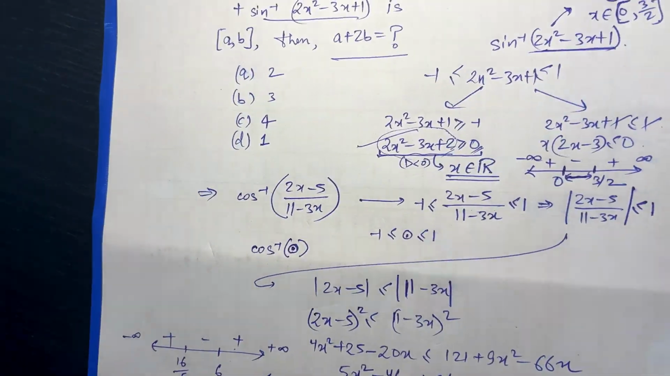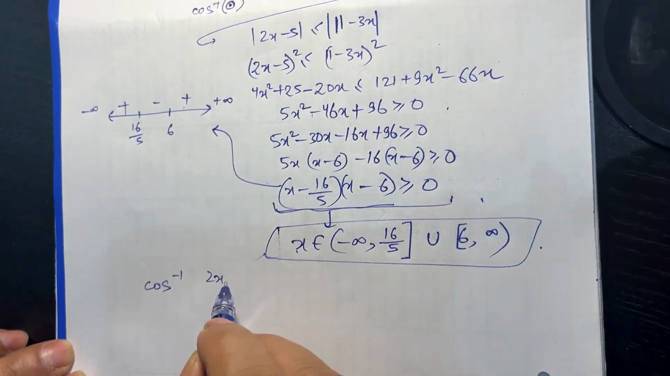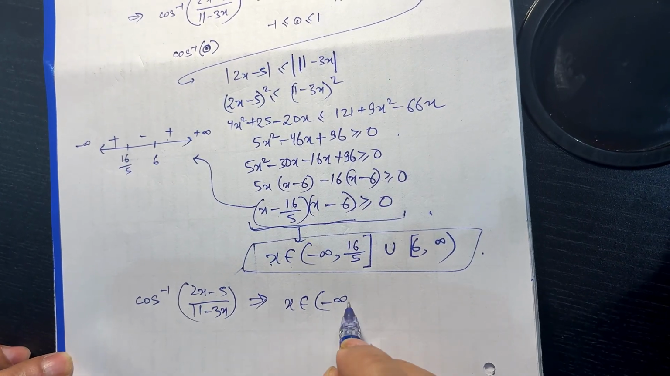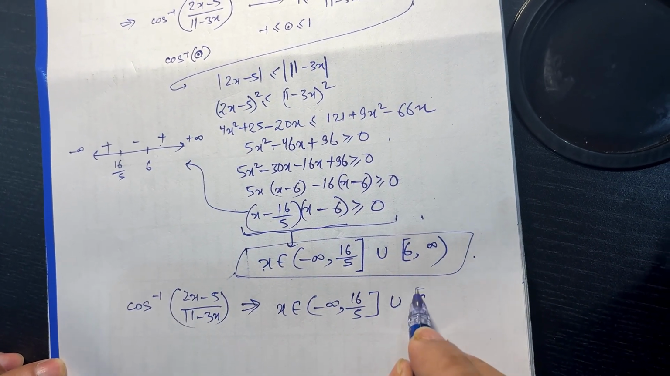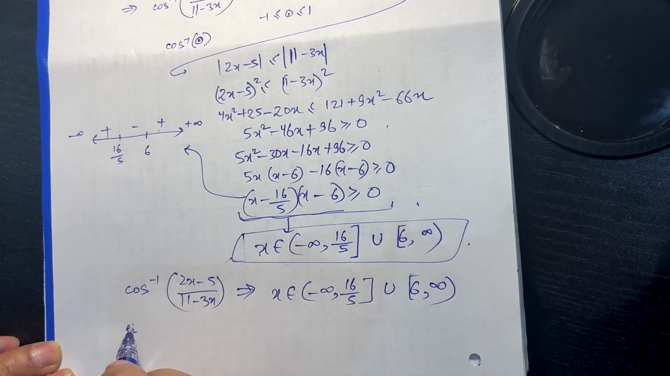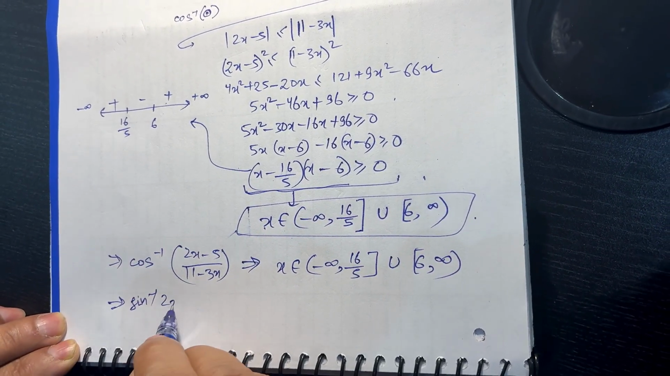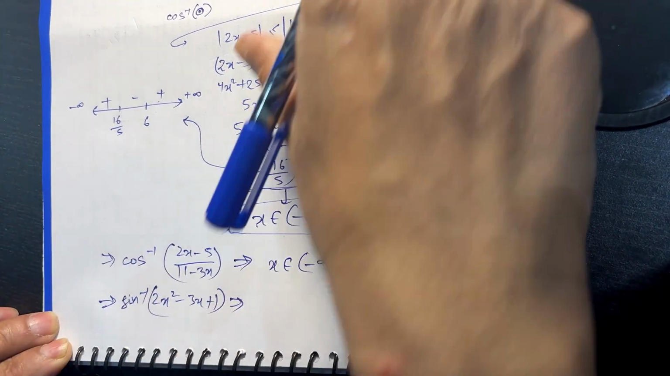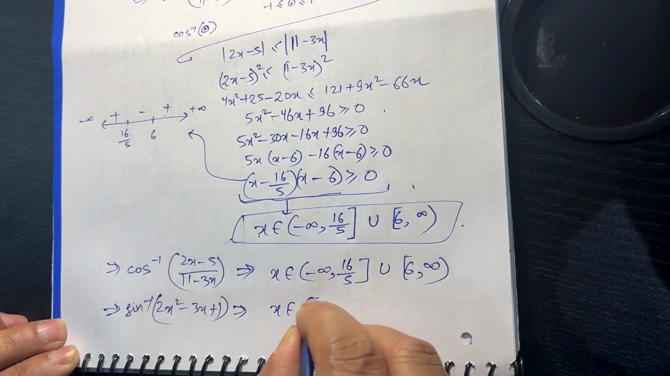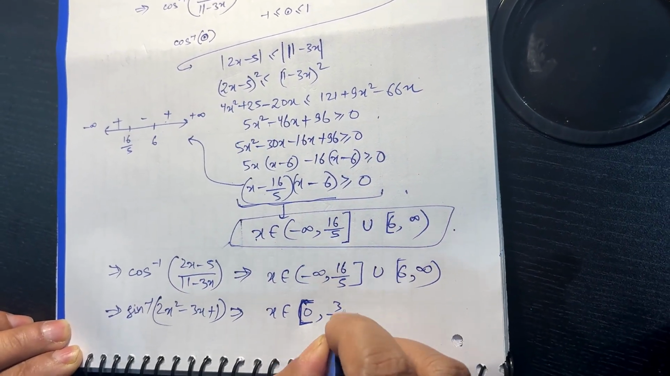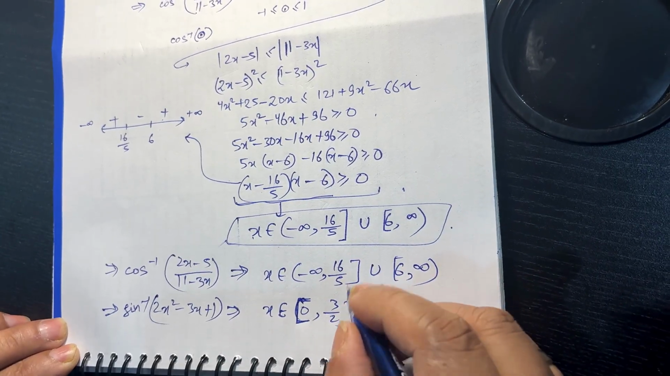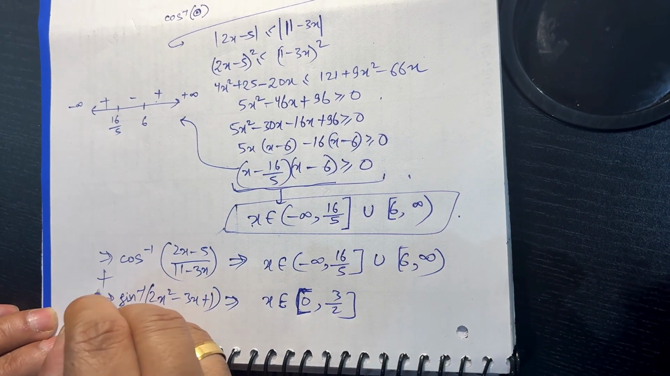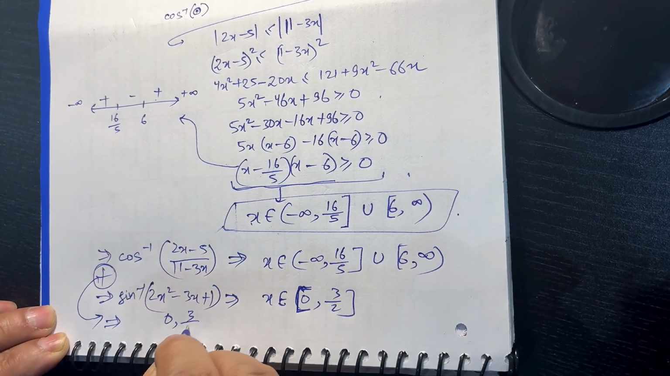Now we have the domain for both the functions. For cos inverse of (2x minus 5)/(11 minus 3x), we got the domain as x belongs to minus infinity to 16 by 5 union 6 to infinity. And for sine inverse of 2x square minus 3x plus 1, after finding the two domains separately, we got the net domain as x belongs to the closed interval 0 to 3 by 2. Now taking the common area between these two, we'll find that the net domain for both these functions combined should be 0 to 3 by 2.